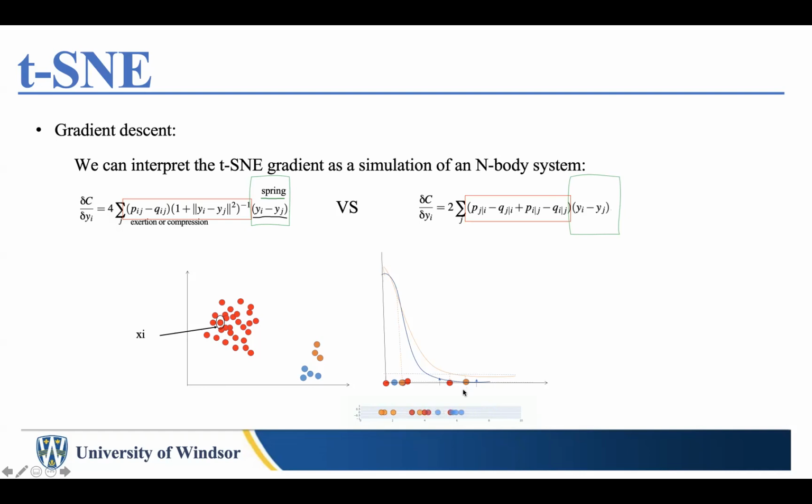But the difference is that the force on the spring is much bigger in Student t distribution than in Gaussian distribution because of the heavy tail. This will let the data points move far away much more than in the original space. Obviously, in Gaussian distribution, if the data points are far away from each other, then the similarity goes to infinitesimal. So the data points will do like this. And this is the solution to the crowding problem.